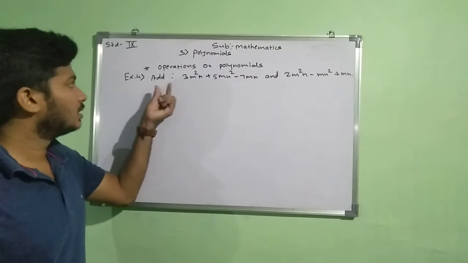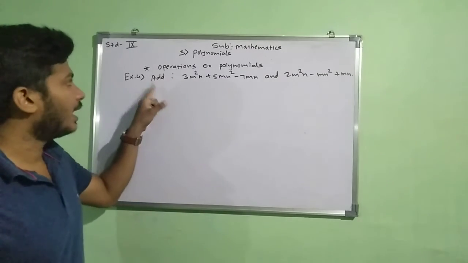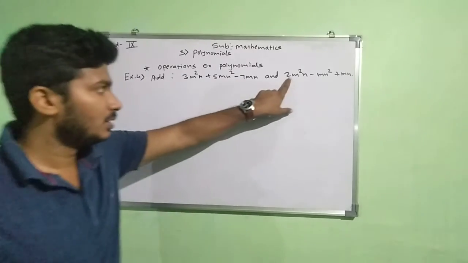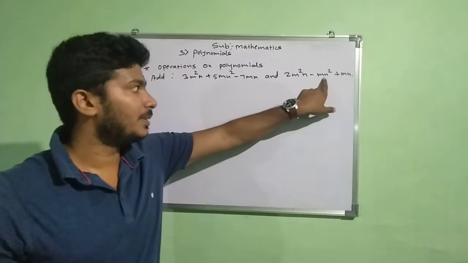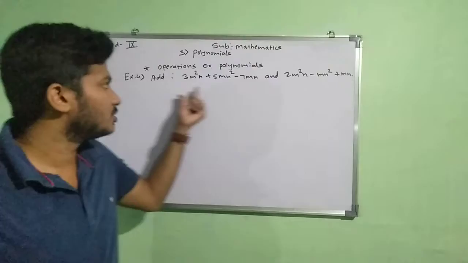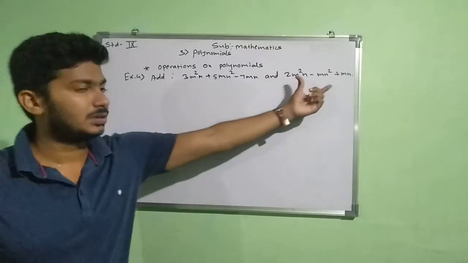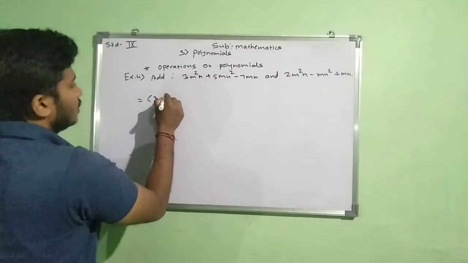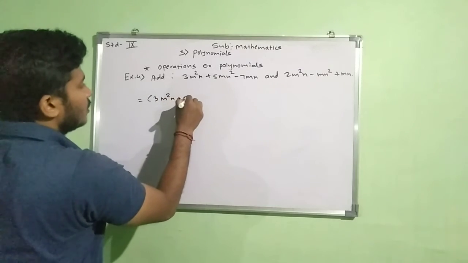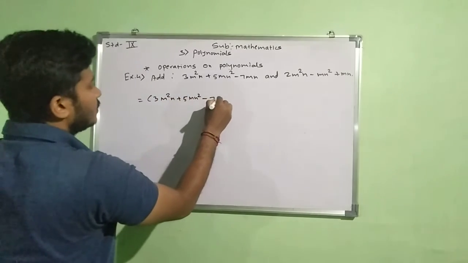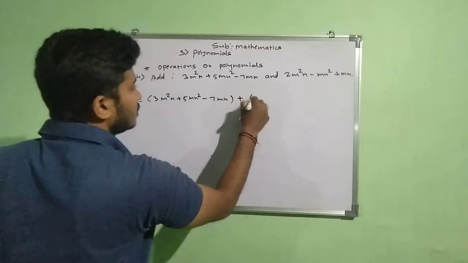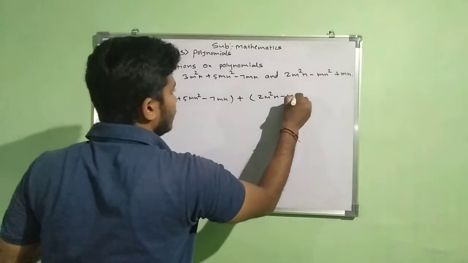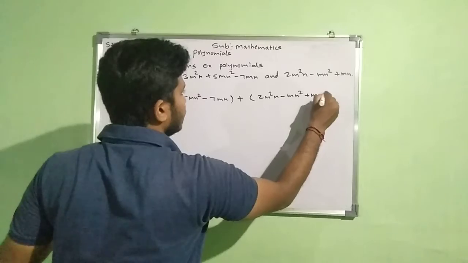This fourth example is related to addition, that means add 3m square n plus 5mn square minus 7mn and 2m square n minus mn square plus mn. That is, we have to do addition of that term with this one. So we will write 3m square n plus 5mn square minus 7mn plus 2m square n minus mn square plus mn.